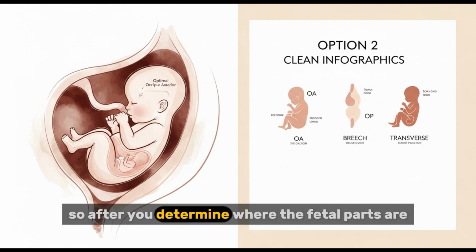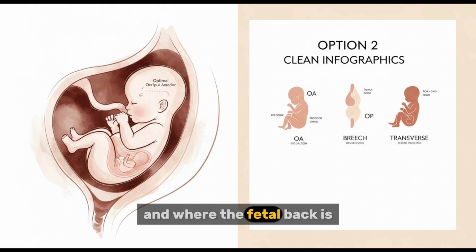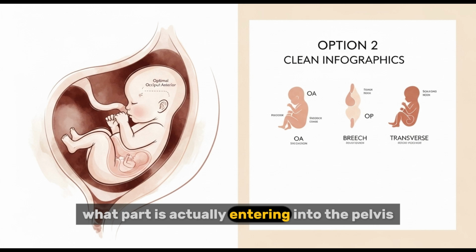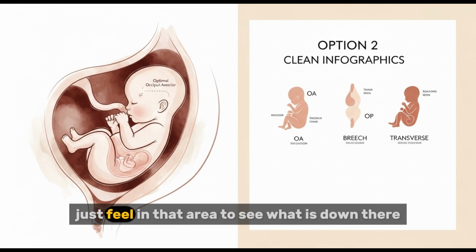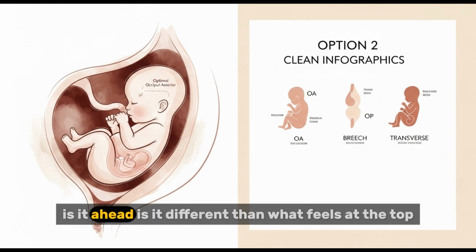So after you determine where the fetal parts are and where the fetal back is, so baby's limbs and baby's back, then we're going to determine what part is actually entering into the pelvis. All you really need to do for yourself is just feel in that area to see what is down there. Is it a head? Is it different than what feels at the top?